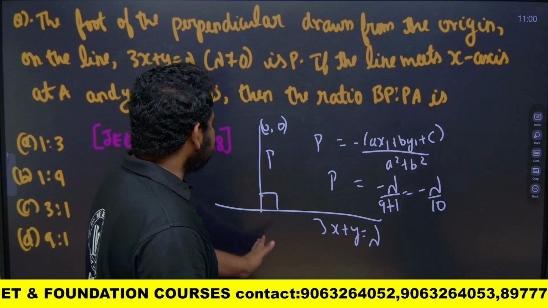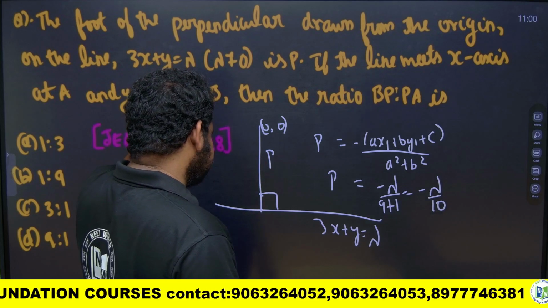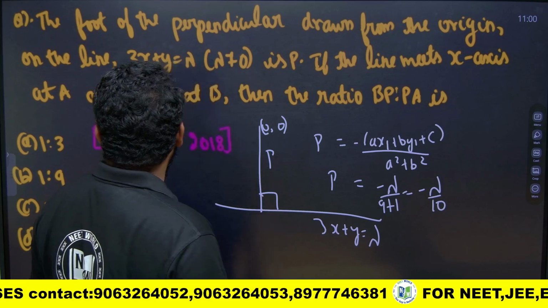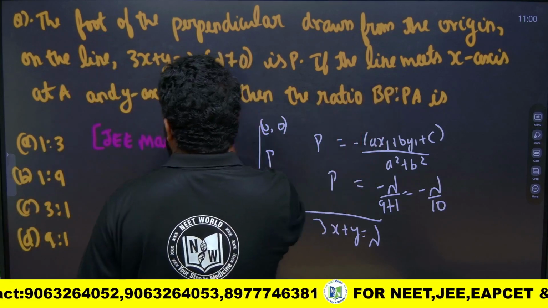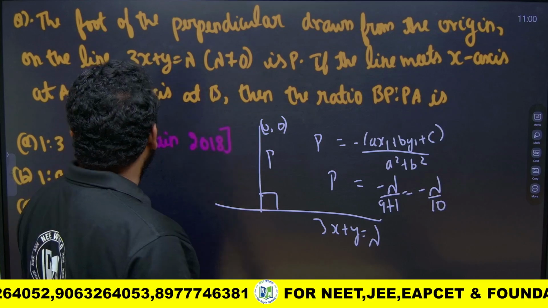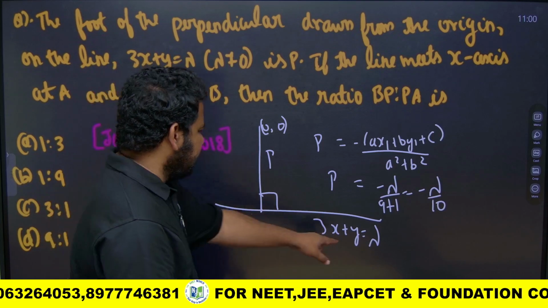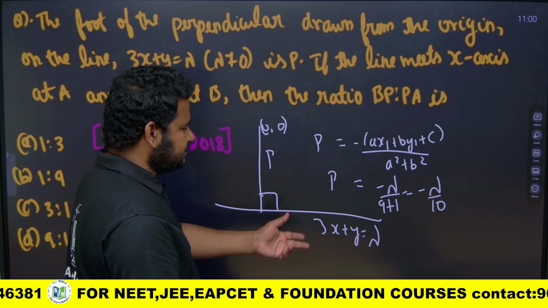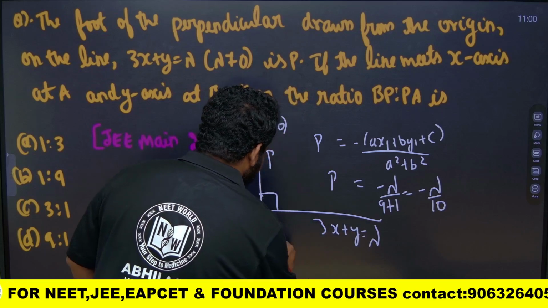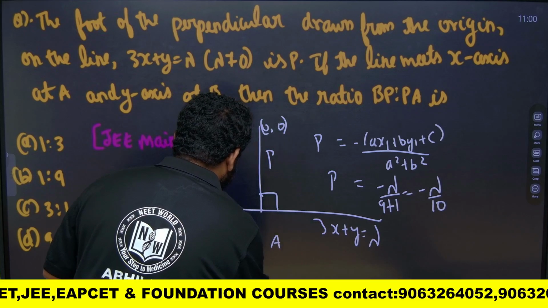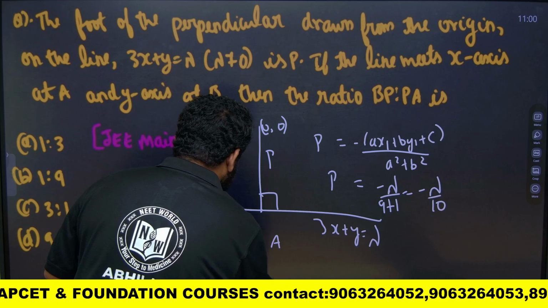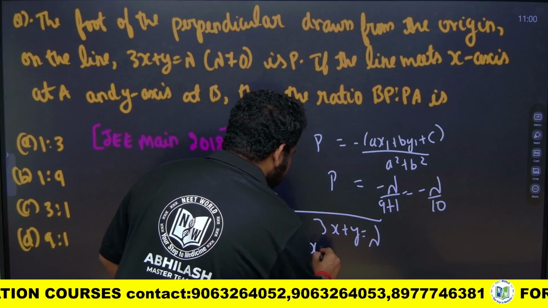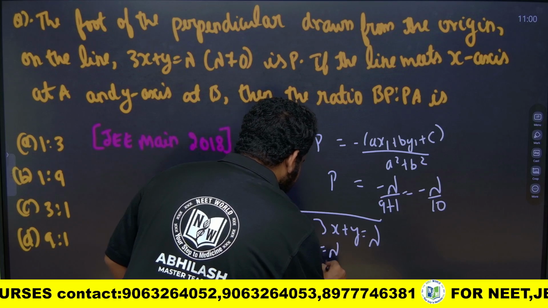So this is p. Now they are asking for the point A, where the line meets the x axis. If the line meets the x axis at A, that means the value of y will be 0. So 3x plus y is equal to lambda becomes 3x is equal to lambda. So x will be equal to lambda by 3.